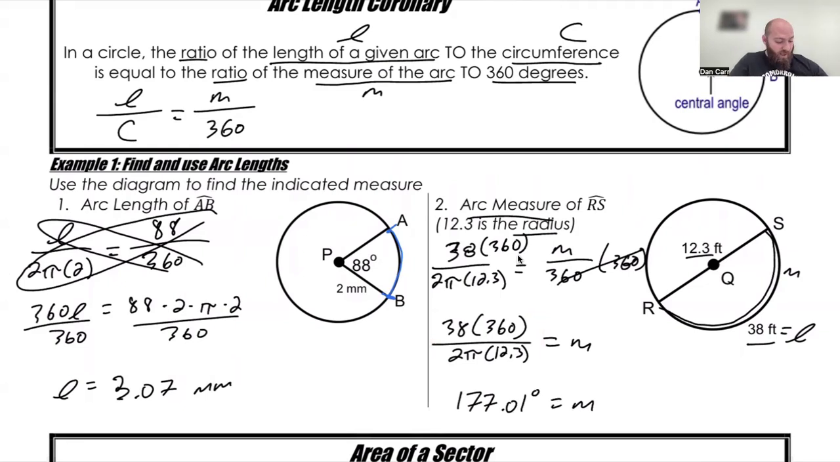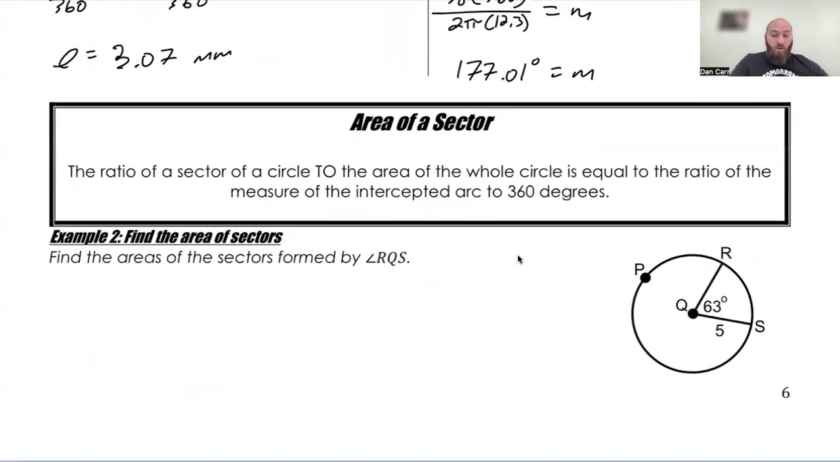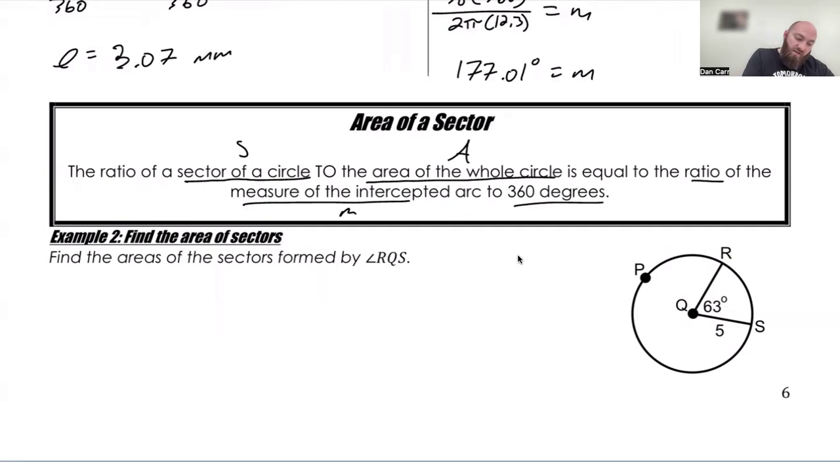Okay. The other thing we're going to do today is area of a sector. Well, this works exactly the same way as our arc length. The area of a sector is a portion of the whole area. So if I take the ratio of a sector of a circle, I'll call that S, to the area of the whole circle, that'll be A, is equal to the ratio of the measure of the intersected arc M to 360. So the idea here is that sector area over circle area is equal to measure over 360. That's my setup every time. Okay, and we're going to do the same thing. We can do cross multiplication with that.